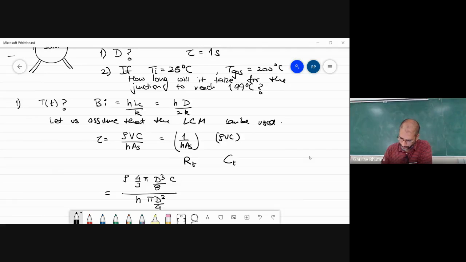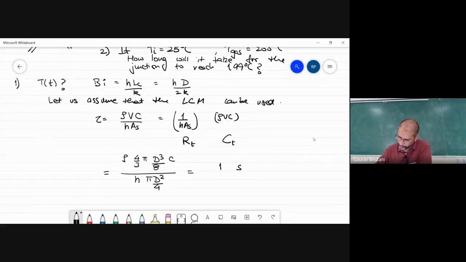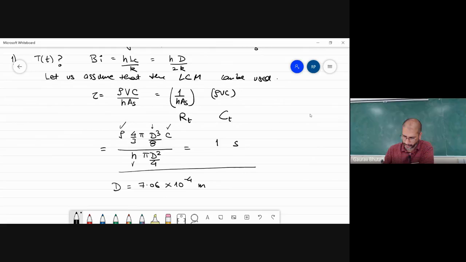Okay. So I won't calculate this. But this has to be equal to 1 second. So that's given to us. Density is known, diameter has to be calculated, the specific heat is known, the H value is known, and we have this equal to 1 second. If I use this equation, my diameter comes out to be 7.06 into 10 raised to the power minus 4 meters. So this is 0.7 millimeter. It's slightly less than a millimeter. So that's the junction diameter you need for having a time constant of 1 second.